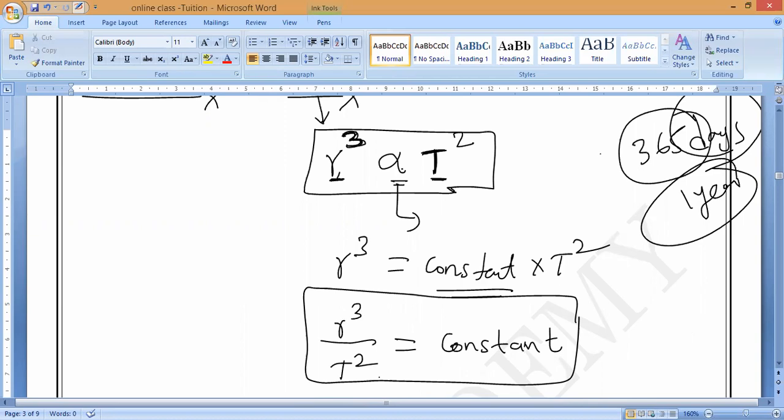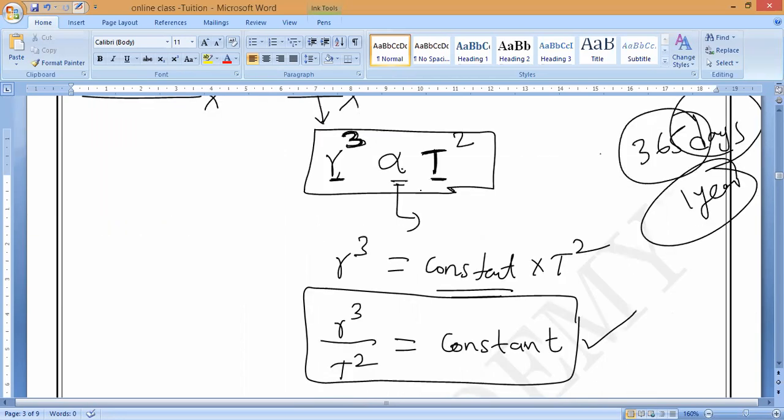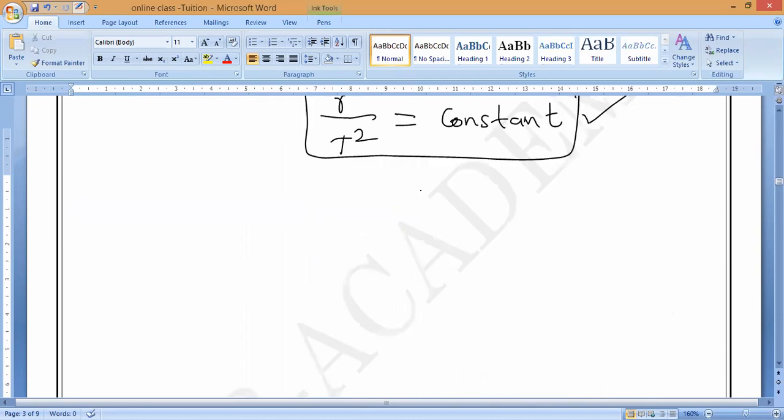R cube by T square is equal to what? Constant. Understand? This is what we should call Kepler's third law. Okay. So now, R is equal to what? You have to respond to me.